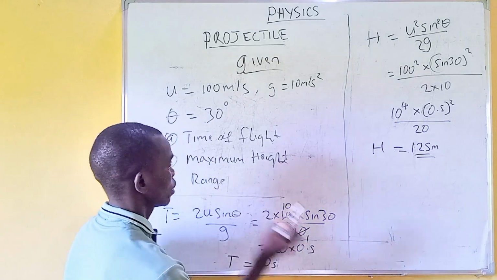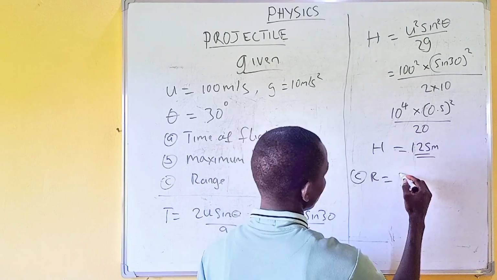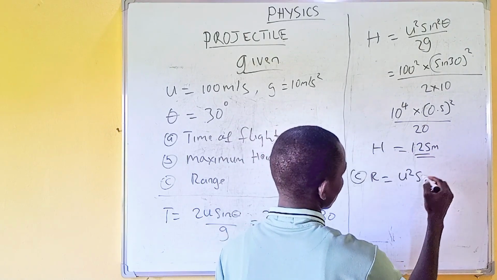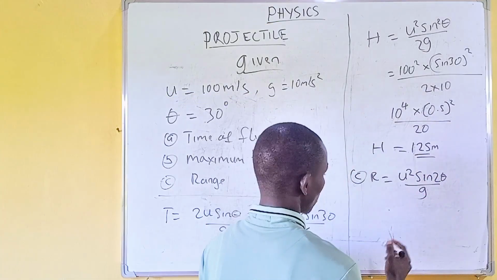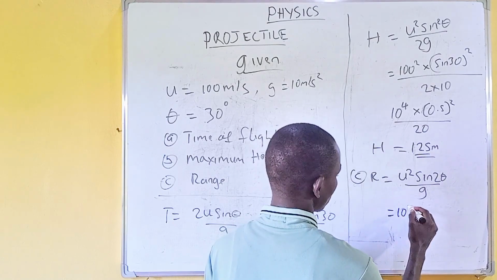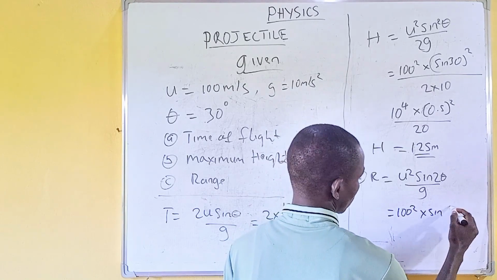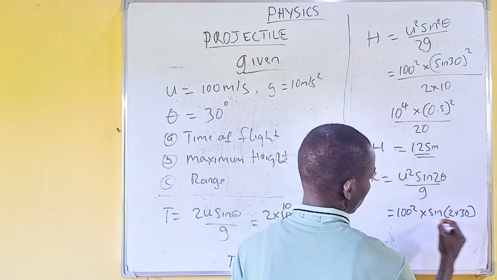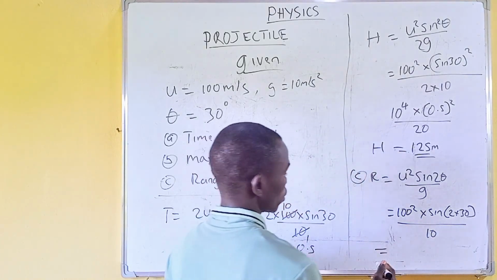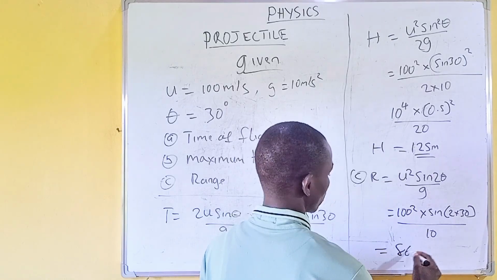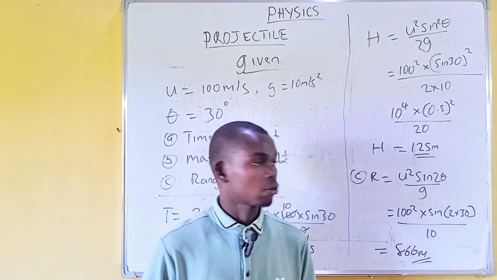So to find our range, which is C, range is equal to u squared sine 2 theta divided by g. Our u will now be 100 squared times sine 2 times 30 divided by 10. So when you press your calculator, you will have 866 meters. This is our answer to this question.